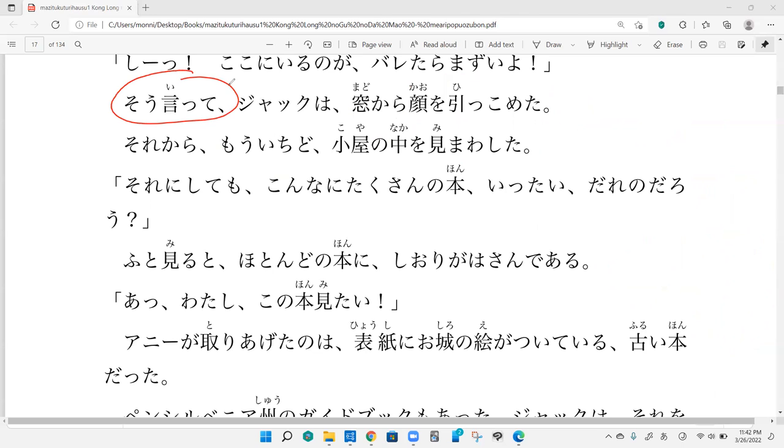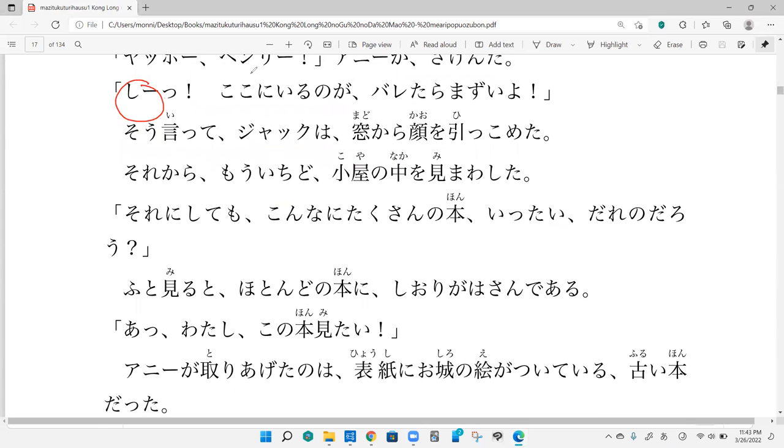What does soite mean? Like, even if? It does not mean that. What does ite mean? To say something. It does mean to say something. So so is being used as a filler word for this whole thing. Rather than making one long sentence, they decided to make these into two separate sentences because this is more natural in Japanese writing. And so there's a period, and then we have so itte. So so is referencing the last line of something that somebody said out loud. So he said the thing he said, and then Jack pulled away from the window.